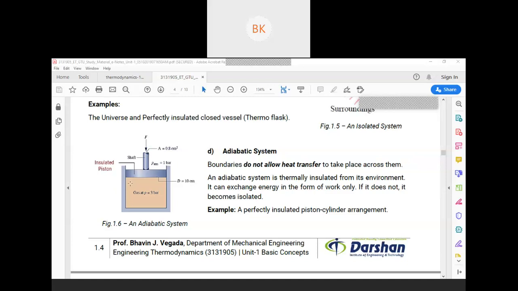So like this piston, this is insulated, so whatever heat is here is not going to be released, but because of the pressure, this piston will move, and whatever the movement is there, the energy has been converted into kinetic energy, and that will form a work. So that's why here it is given as the boundaries which are not allowing the heat but will allow the work.